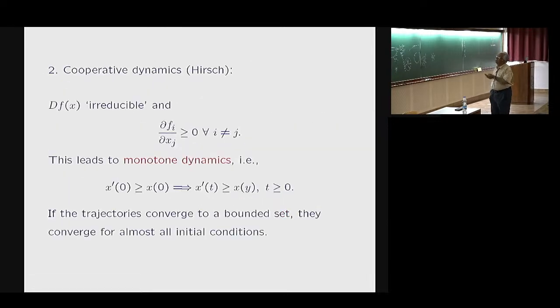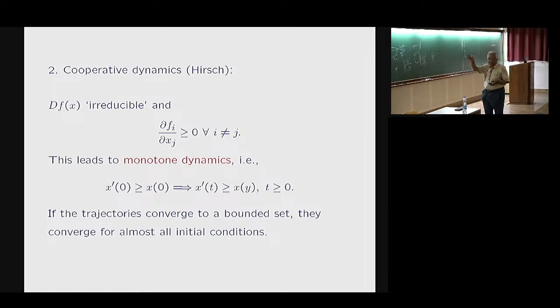I'll skip this. So this is the cooperative dynamics. Basically, it says that under that condition, if the initial conditions dominate, the flows will dominate, and if the trajectories remain bounded, that's not free, I mean, you have to show that they're bounded, then it will converge for almost all initial conditions.